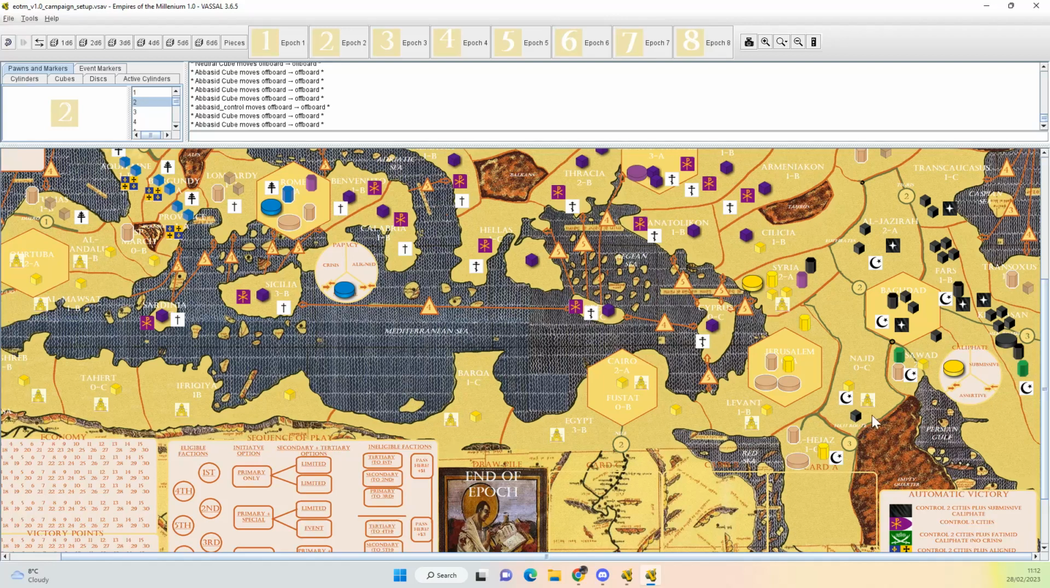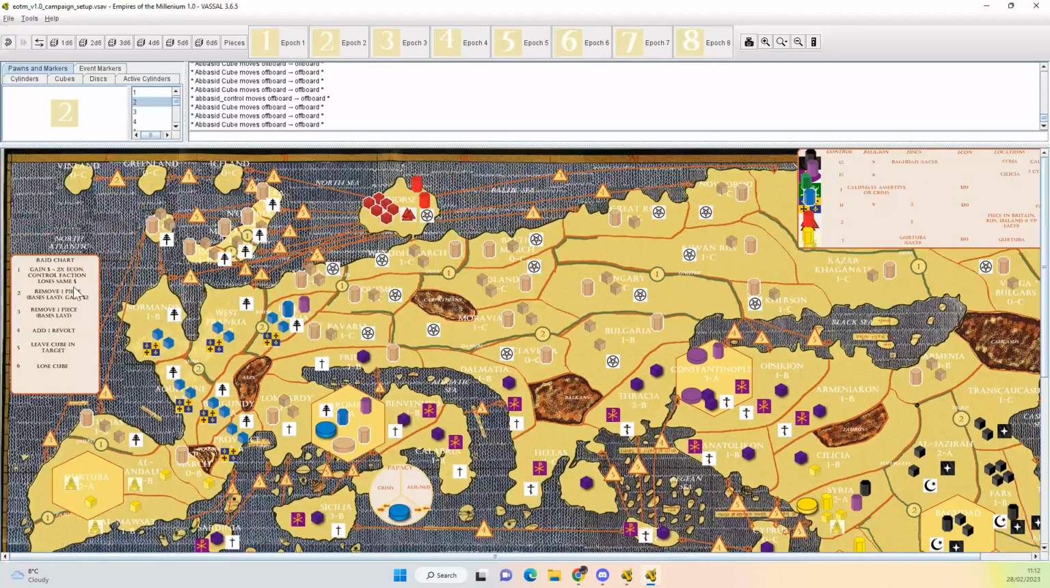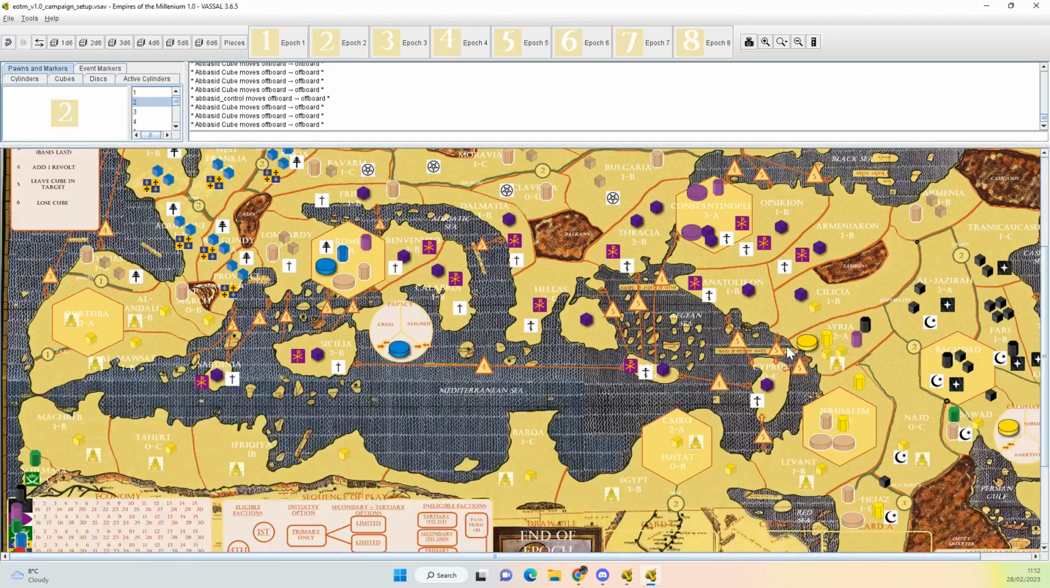The other thing you can do with lines of communication is you can raid them. So raiding involves moving your piece and rolling a d6 on this raid chart, which is over to the upper left side of the screen. And some of the options are, if you roll a 1, you gain 2 times the economic value of the location.